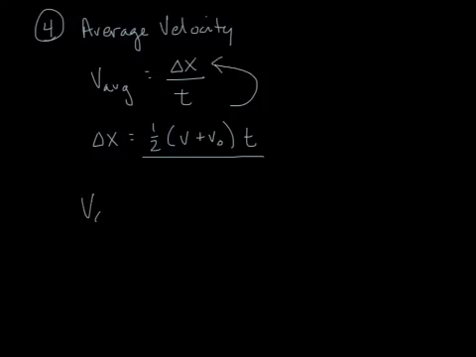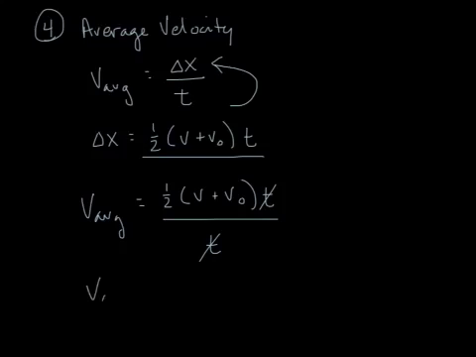And so we get that v average is equal to 1/2 (v plus v naught) times t divided by t. And then, of course, our t's cancel out. So now we're left with v average equals 1/2 (v plus v naught). So if we have constant acceleration, the average velocity will be 1/2 of the sum of the final and the initial velocity. But that's only true for constant acceleration, just like all these equations are only true for constant acceleration.